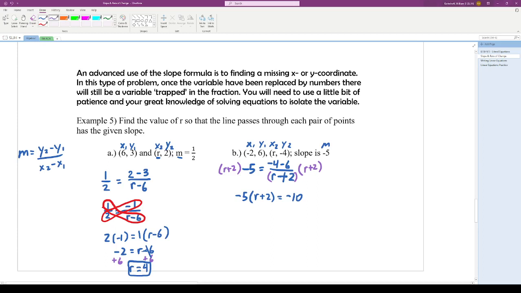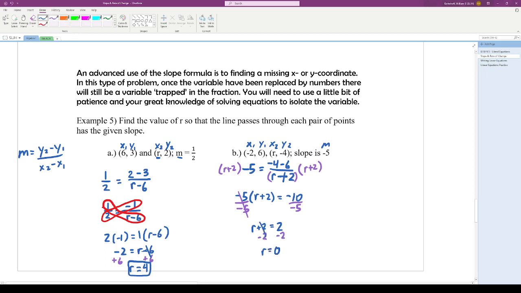As a next step, I could distribute the negative 5, but if we notice that this coefficient and this constant are divisible, we can go ahead and divide out the negative 5 from both sides before we worry about distributing. So now I can cancel the negative 5 and just bring down r plus 2 equals negative 10 over negative 5, which equals 2. As my last step, I need to get rid of this plus 2, so we're going to subtract 2 from both sides and bring down r equals 0.